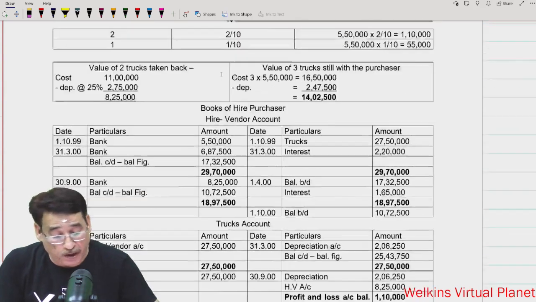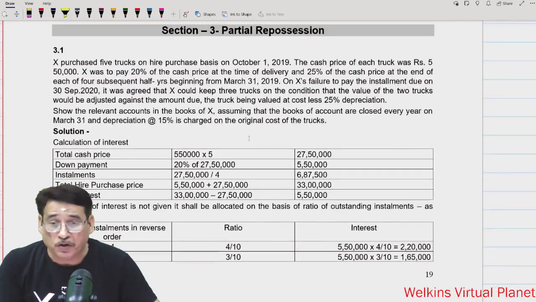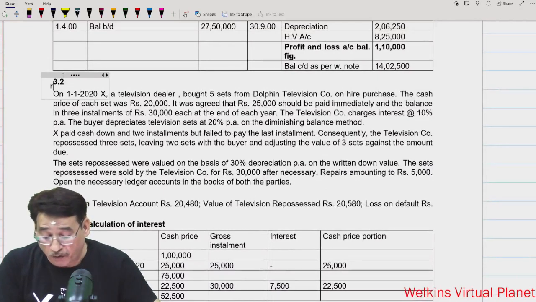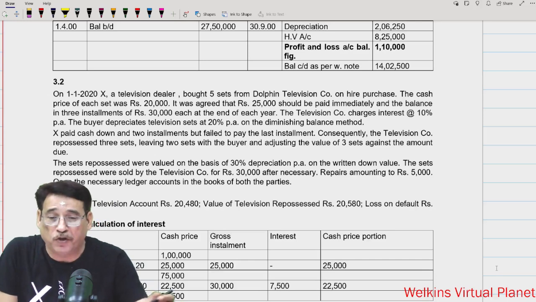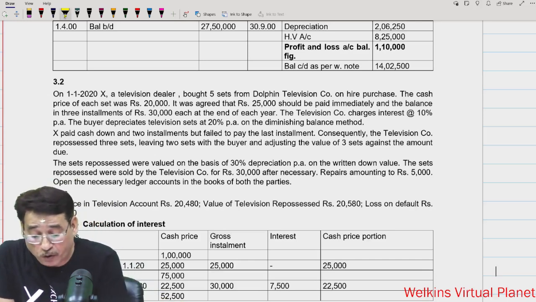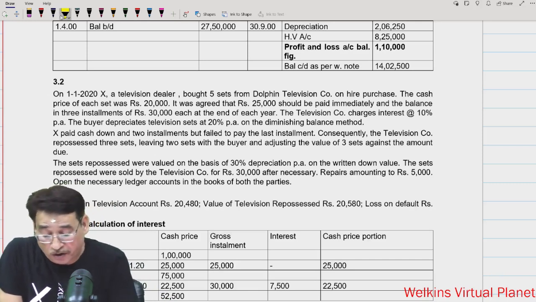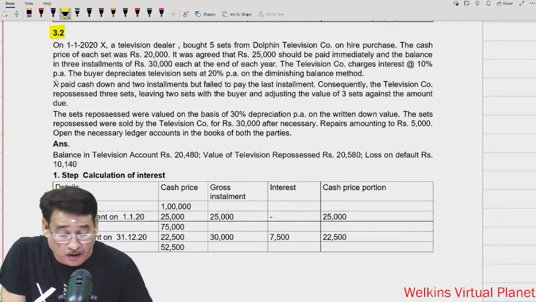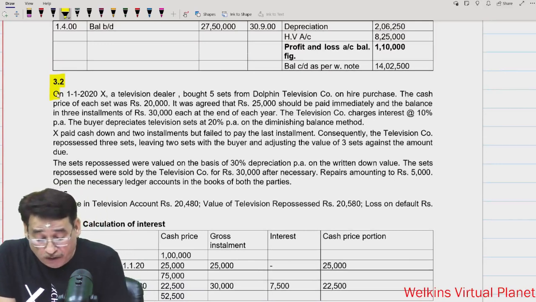So now we'll pick up partial repossession, and in order to pick up partial repossession, although there is question number 3.1, which I will pick up later on, first I am going to start the session with 3.2. So please pay attention now towards 3.2. It's a pretty formidable section. It is important from the examination point of view, and if you look into the frequency, almost every year a question is getting tossed off from this particular section. So pay attention. 3.2 is the question which we are picking up to understand the conceptualities of partial repossession.